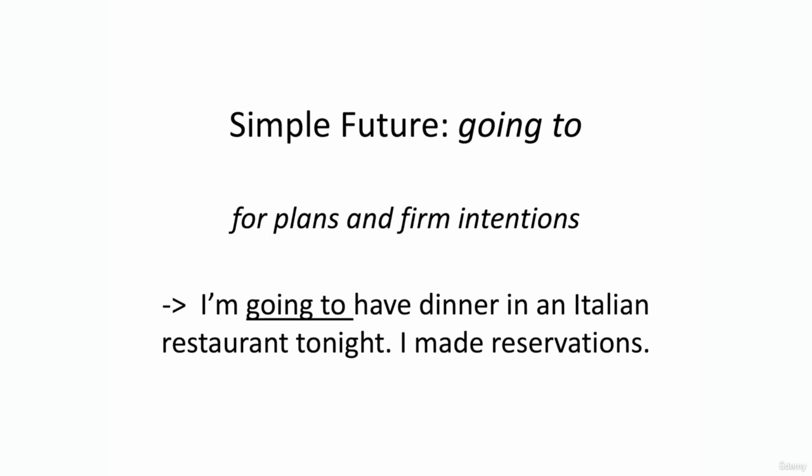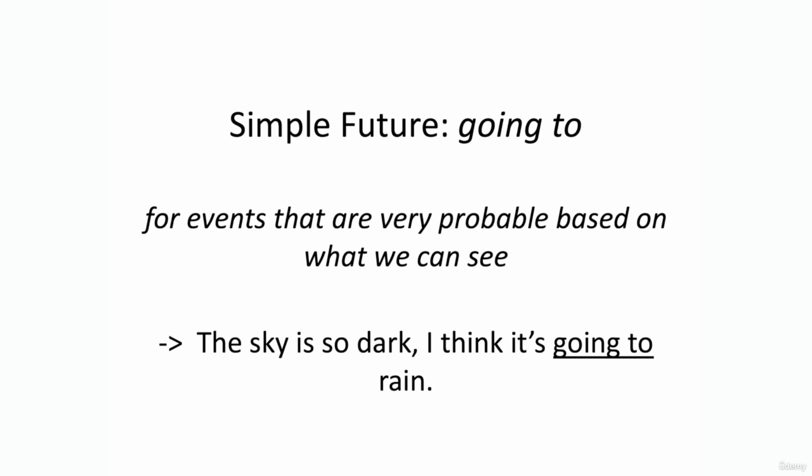We use the construction going to indicate plans and firm intentions in the future. I'm going to have dinner in an Italian restaurant tonight. I made reservations. And we also use going to for events that are very probable based on what we can see. The sky is so dark. I think it's going to rain.